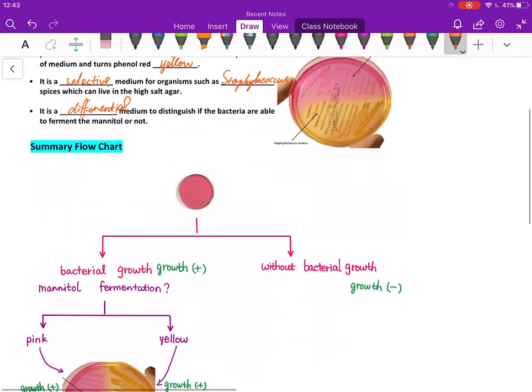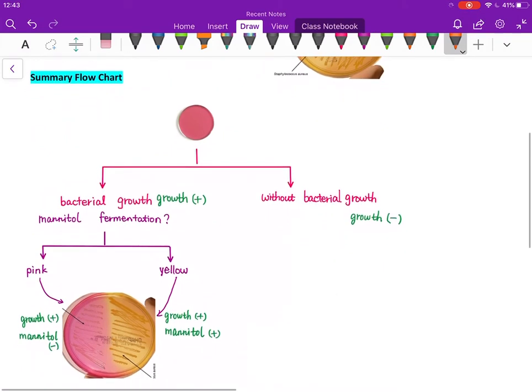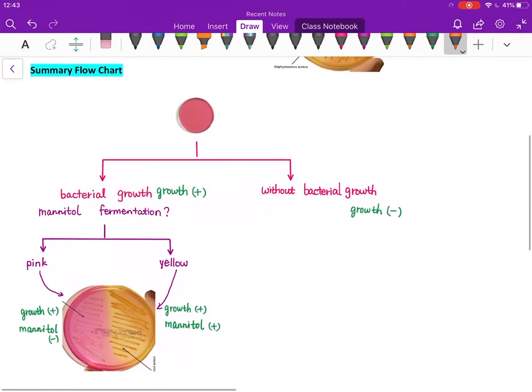And here I have made a flow chart to show you how to record the Mannitol Salt Agar test result. First, you need to check if there is bacterial growth on this agar. If there is no bacterial growth on this agar, you should record it as growth negative. However, if there is bacterial growth on this agar, you should record it as growth positive.